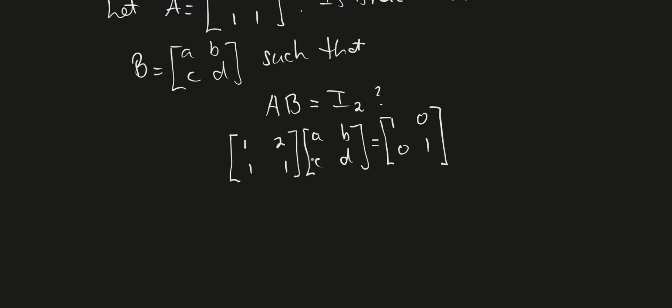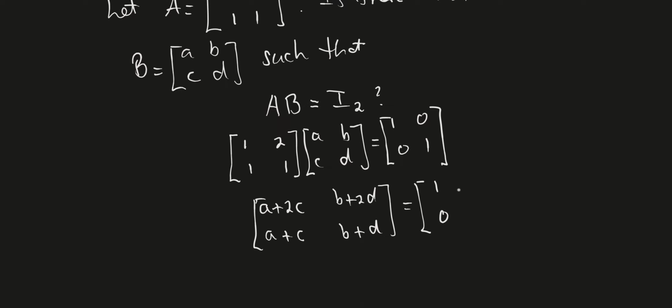So when I do my row times column calculation on the left, I'll have A plus 2C, and then B plus 2D, and that's going to be the first row. The second row will be A plus C, and the second row, second column is going to be B plus D. And that has to be equal to this special 2 by 2 identity matrix.